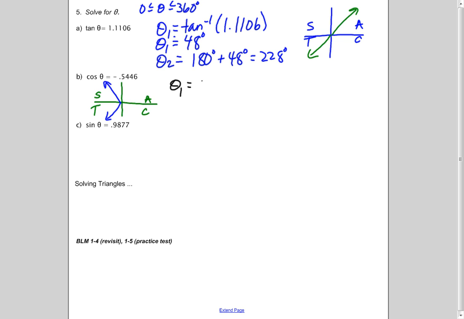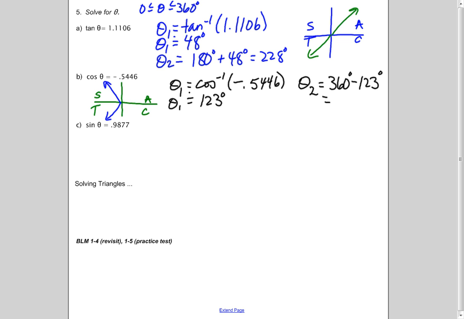If I type second function cos of negative decimal 5446, my calculator will give me 123 degrees. I know that that is in quadrant 2, so I need to find the quadrant 3 answer. When we have a cos ratio, to find your second answer, it's 360 minus the first answer. And we will get 237 degrees. That is in quadrant 3, so we're good to go.